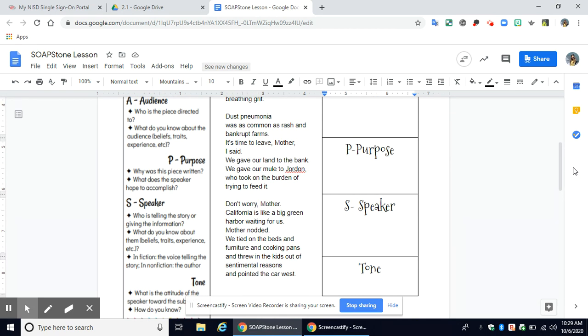It's time to leave, Mother, I said. We gave our land to the bank. We gave our mule to Jordan, who took on the burden of trying to feed it. Don't worry, Mother. California is like a big green harbor waiting for us. Mother nodded. We tied on the beds and furniture and cooking pans and threw in the kids out of sentimental reasons and pointed the car west.